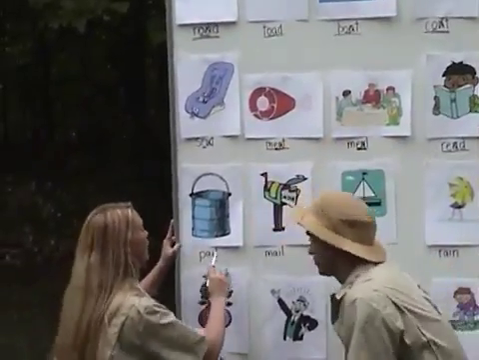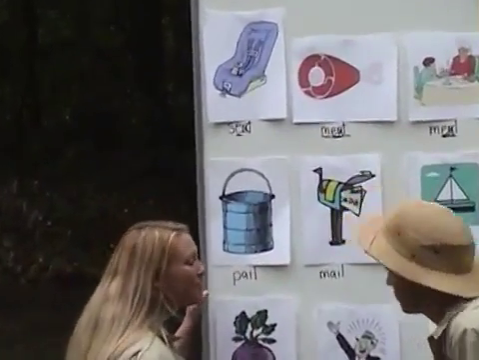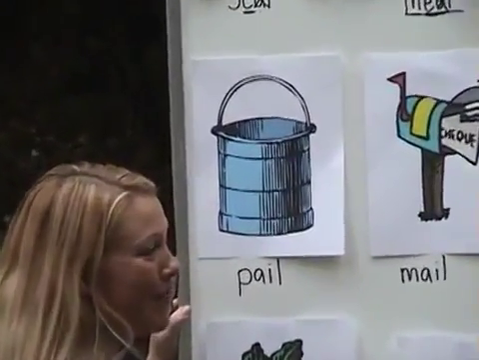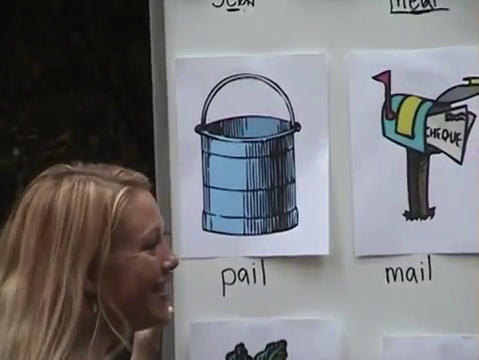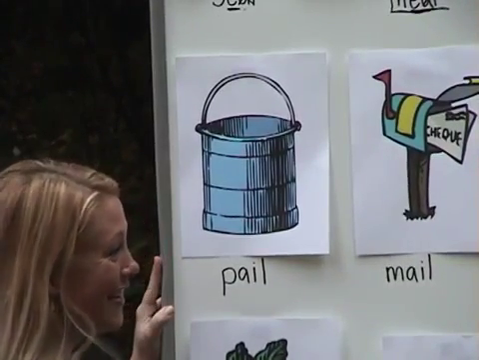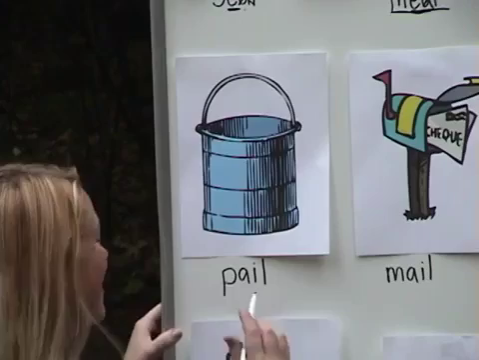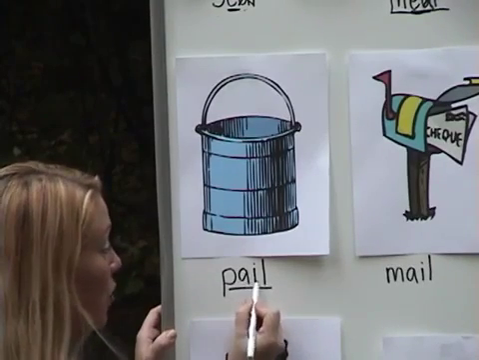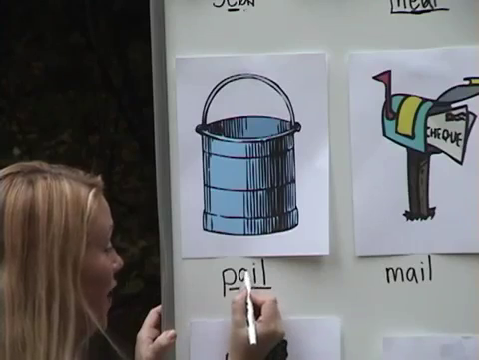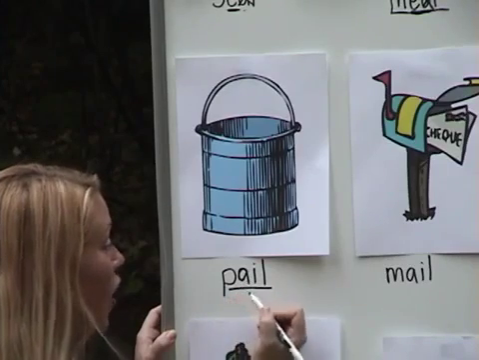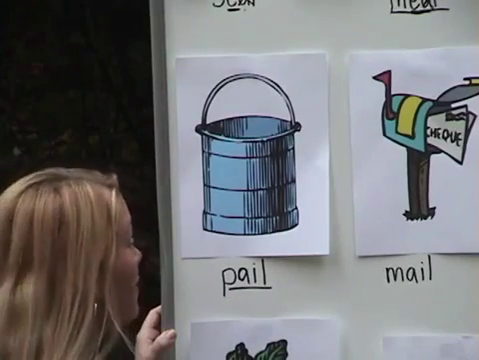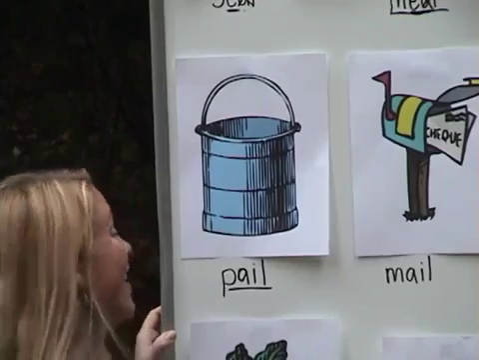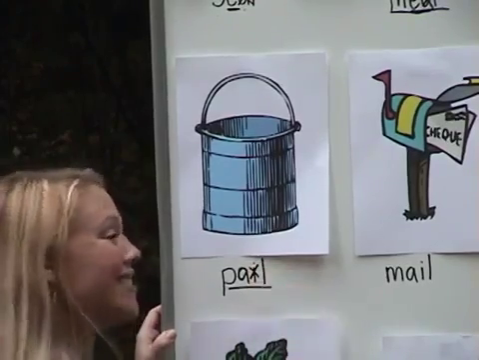Here we have a pail. I love to go to the beach and bring my pail and my shovel and make sandcastles. Ah, a pail is good for building sandcastles, for sure. Sure is. Here we have the word pail. When two vowels go walking, the first one, the A, does the talking, and it makes the long sound. Pail. And the second vowel is silent.